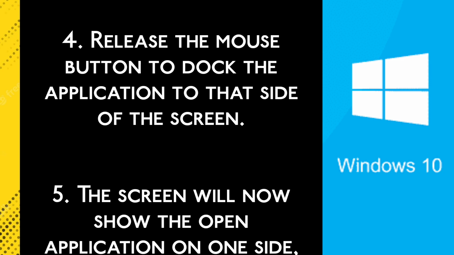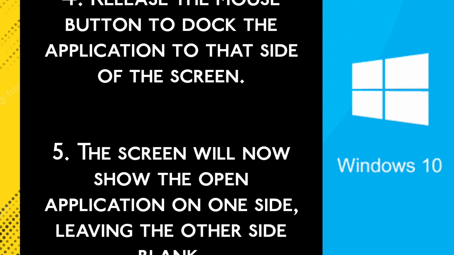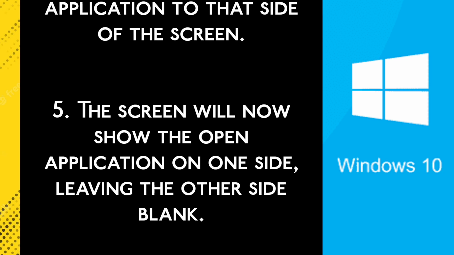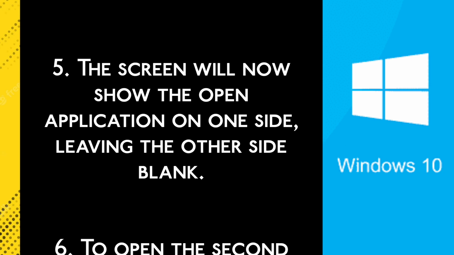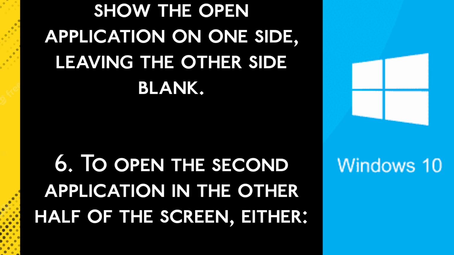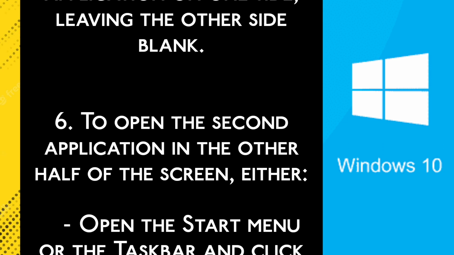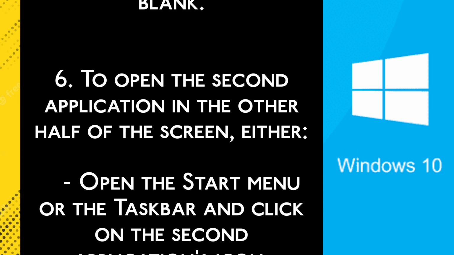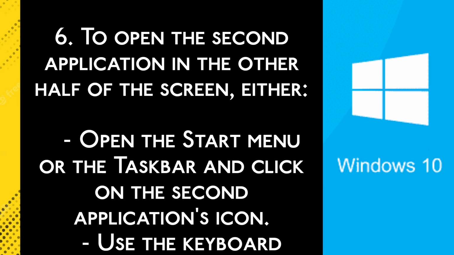Number 5. The screen will now show the open application on one side, leaving the other side blank. Number 6. To open the second application in the other half of the screen, either open the Start menu or the taskbar and click on the second application's icon.